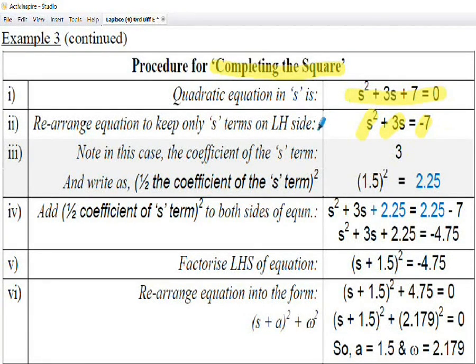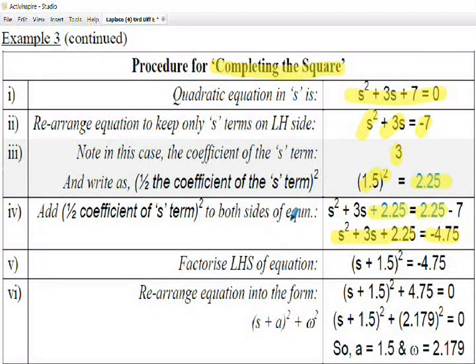The third step says we need to note the coefficient of the s term. In this case the coefficient is 3. We need to half that coefficient, so that's 1.5, and we need to square it. When we square 1.5 we get a value of 2.25, and the fourth step says we need to add that value, 2.25, to both sides of the equation to keep the balance of the equation. On the right hand side I'm just simply bringing the numbers together. 2.25 take away the 7 is minus 4.75.